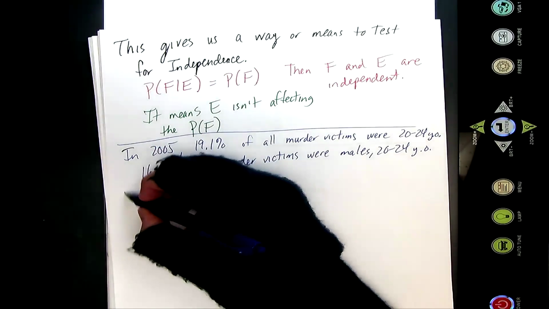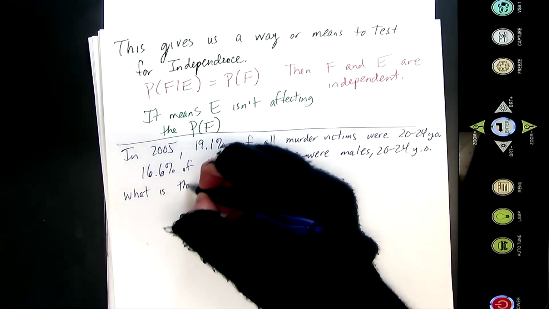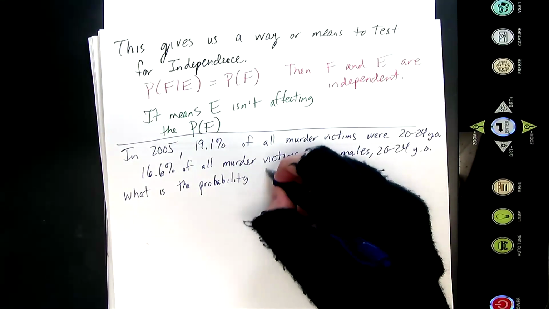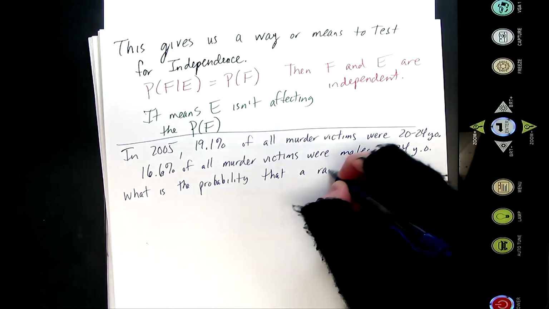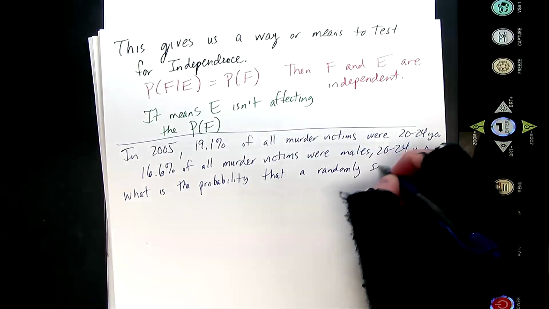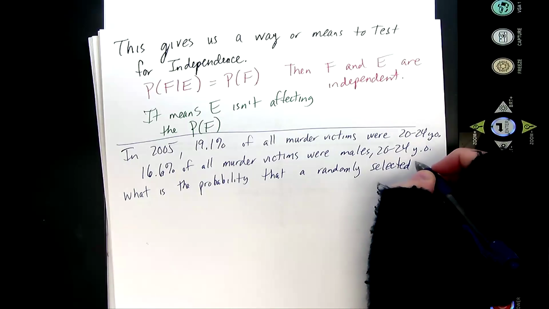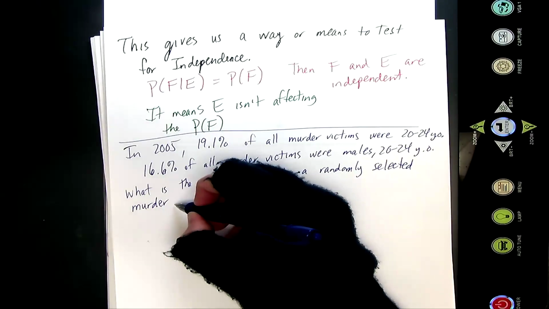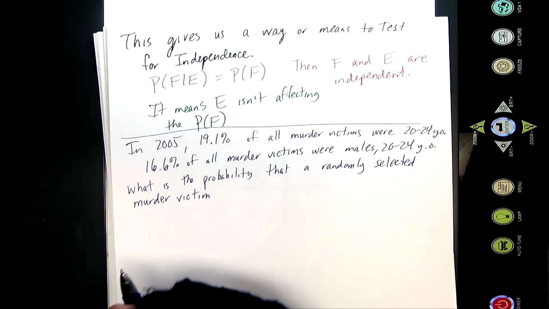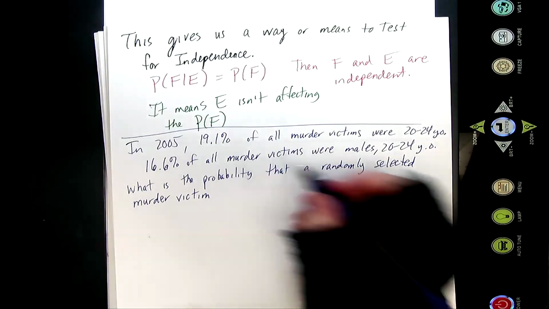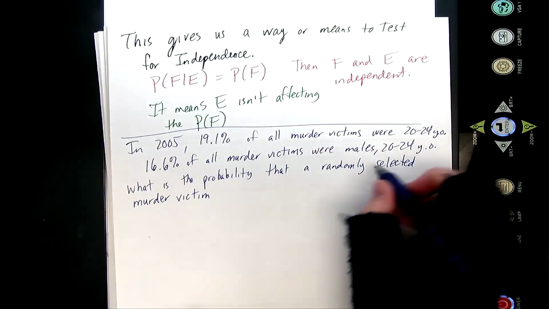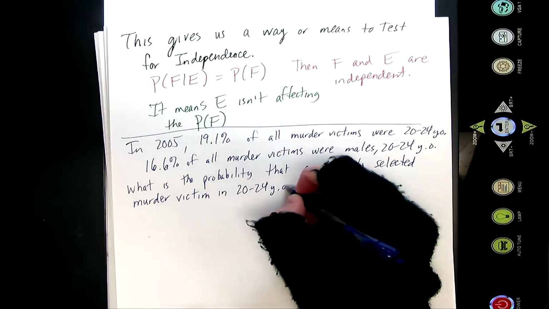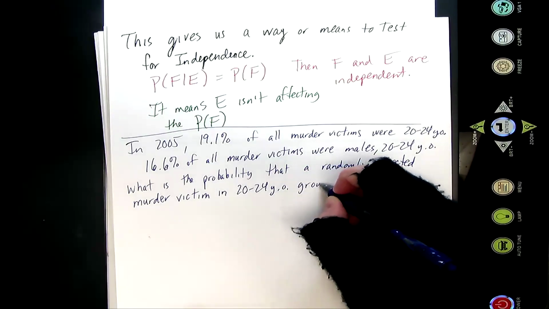What is the probability that a randomly selected murder victim, this is pretty dark, was male? Let me, hold on, we have that: a randomly selected murder victim in the 20 to 24-year-old category was male.